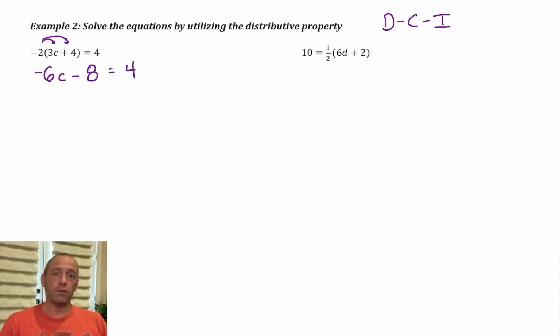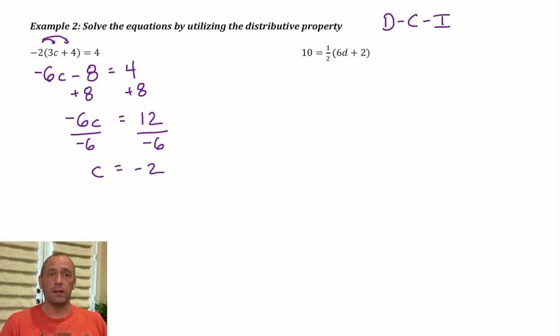I use inverse operations to get rid of that subtract 8 by adding 8 to the left side and the right side. Leaves me with negative 6c is 12, and you can probably do this in your head. You divide both sides by negative 6 because that's the inverse operation of multiplication. c is going to equal negative 2.